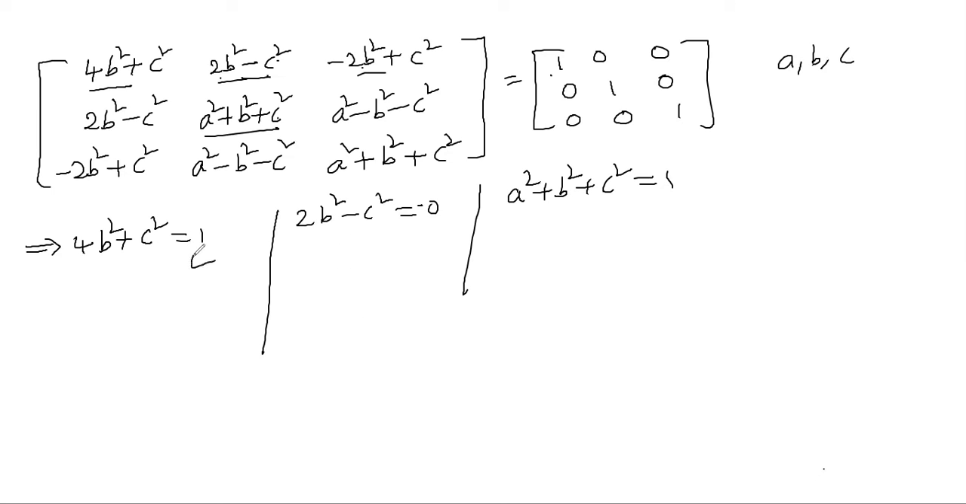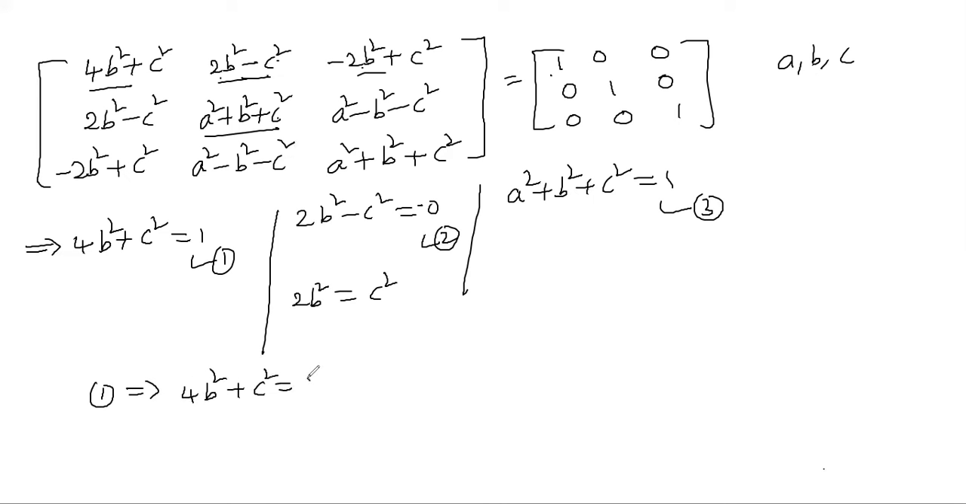So now this is 1, this is 2, and this is 3. Now 2b square equal to c square, so we can write 2b square minus c square equal to 0. Whatever you want, you can do. Finally, you have to get the ABC values. So we have to solve 1, 2, 3. Equation 1 implies 4b square plus c square equal to 1.